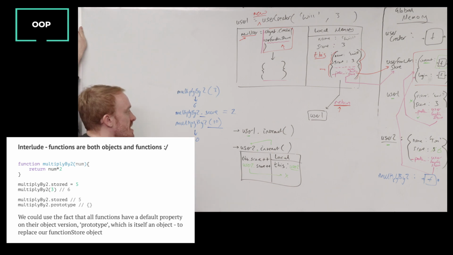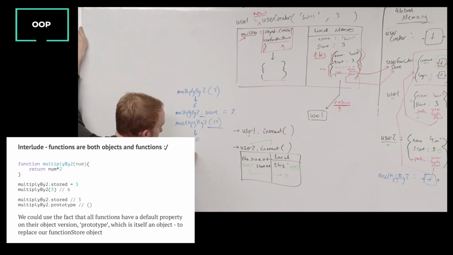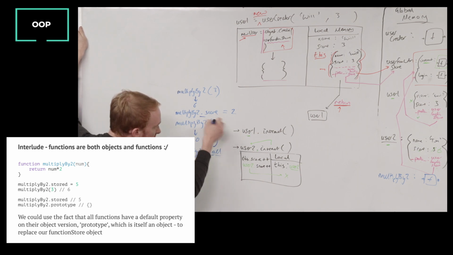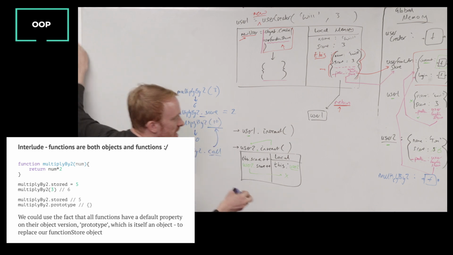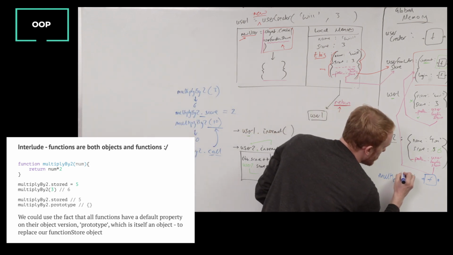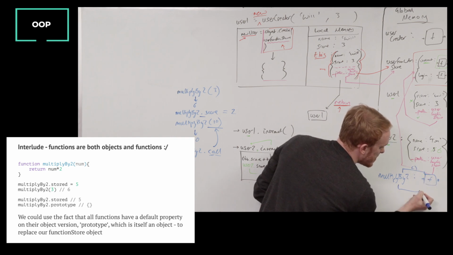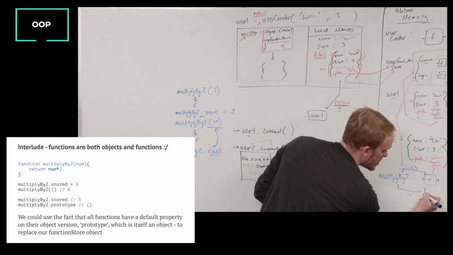Some people think of multiplyBy2 as really always just an object, but with a special ability to be called, essentially running its call property. It's really just an object with a special ability to be called, that's the running of it as a function. I don't know if I always love that. What I prefer to think of is multiplyBy2 has a function version, and it has an object version.